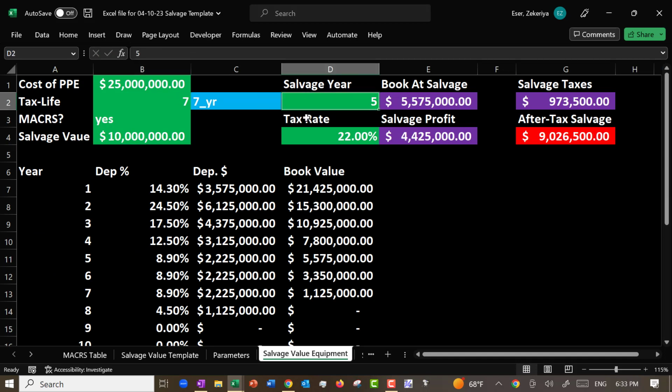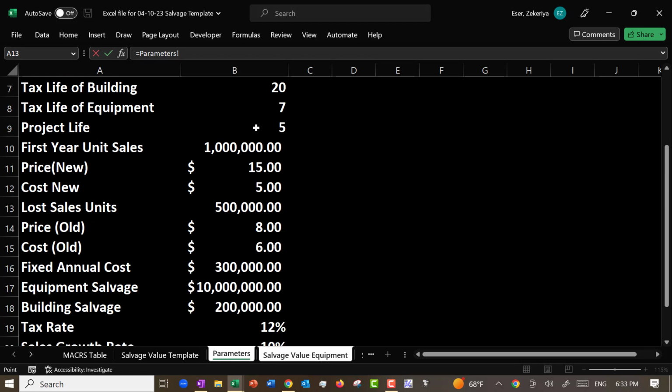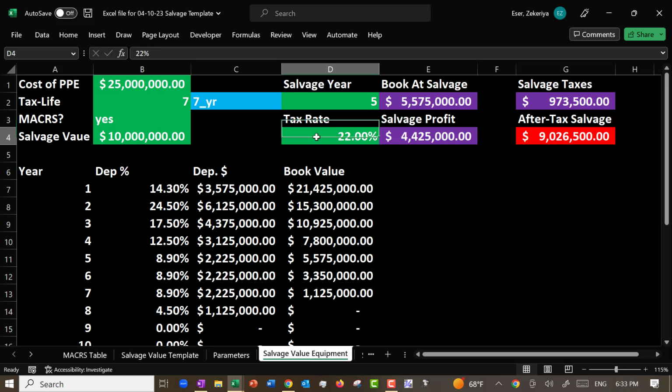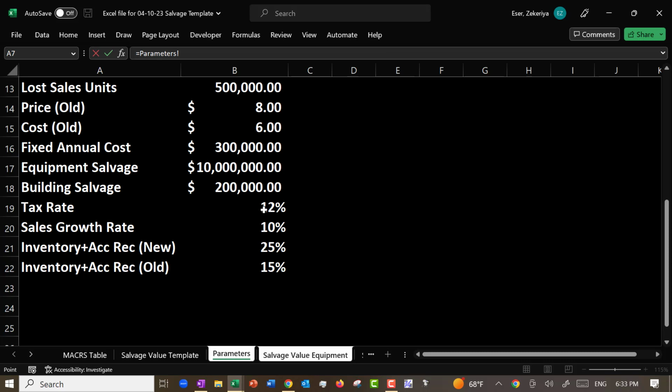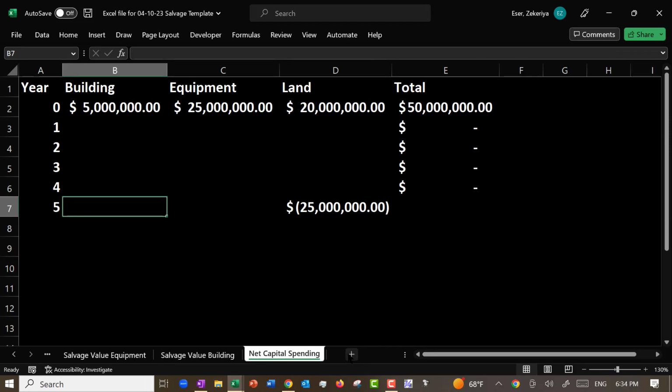Where are you? Tax rates is the tax rate of the firm. And I immediately have the after-tax salvage value. Okay. So which means right here, I'm going to have negative that. That's for the equipment only.